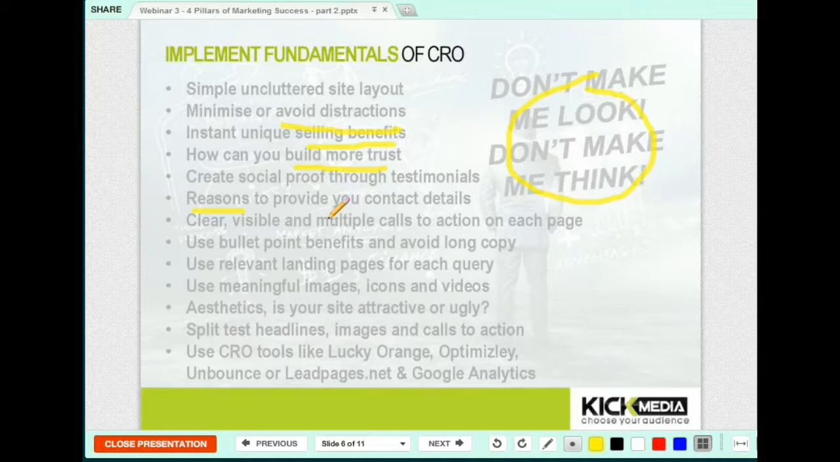Okay, use bullet point benefits and avoid long copy. Now, obviously you need to have copy for SEO purposes, but you don't necessarily need it to be the first thing you see on the website. Bullet point benefits are very powerful.